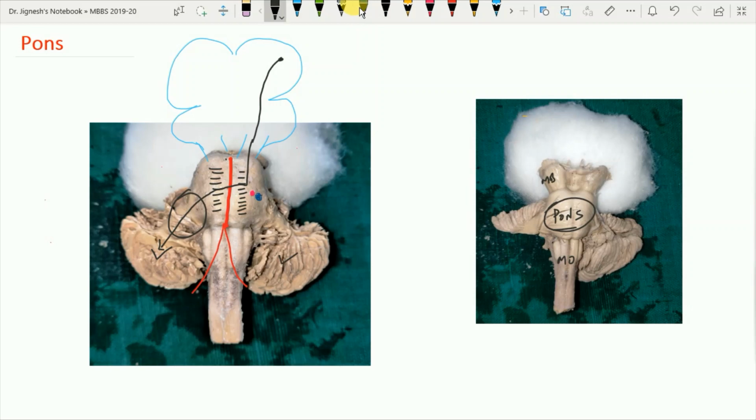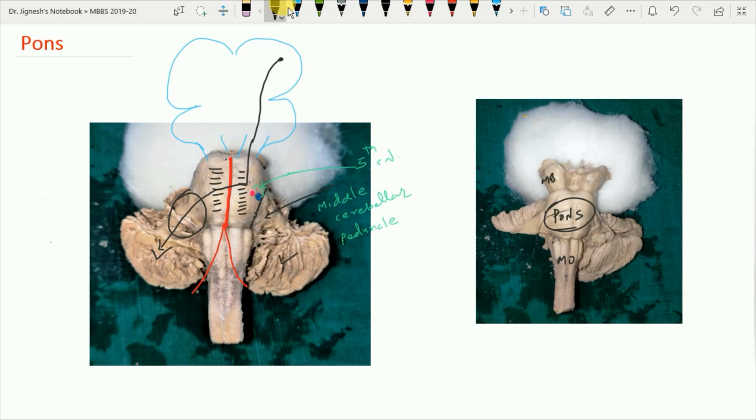One imaginary line from the sensory root of the trigeminal nerve separates the pons from the middle cerebellar peduncle. This middle cerebellar peduncle is a white matter bundle which connects the pons with the cerebellum, and it is the largest of the three peduncles of the brainstem.